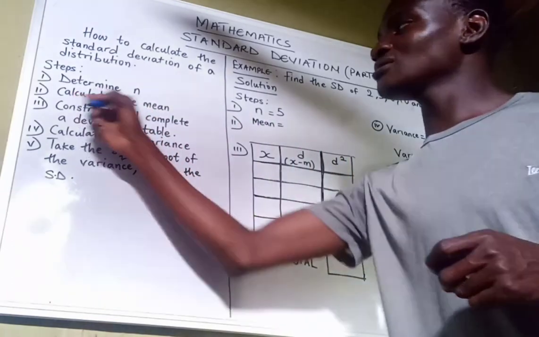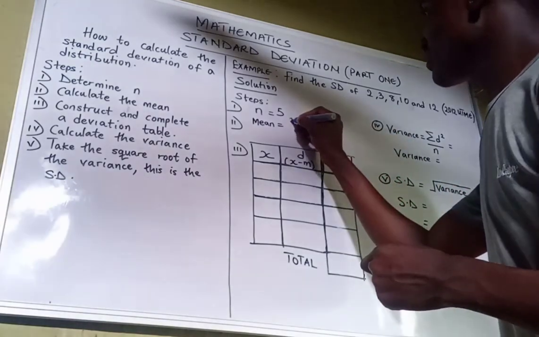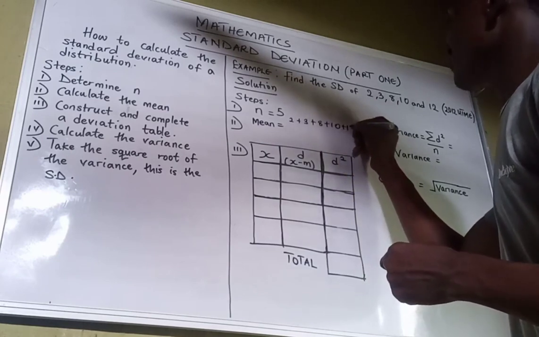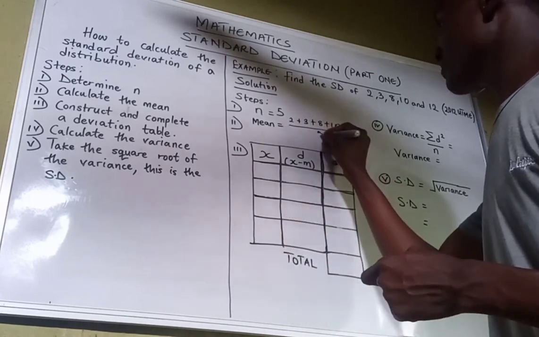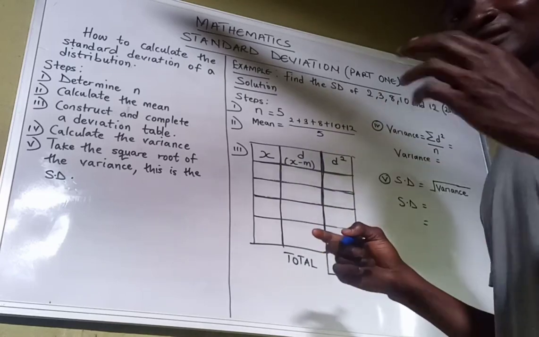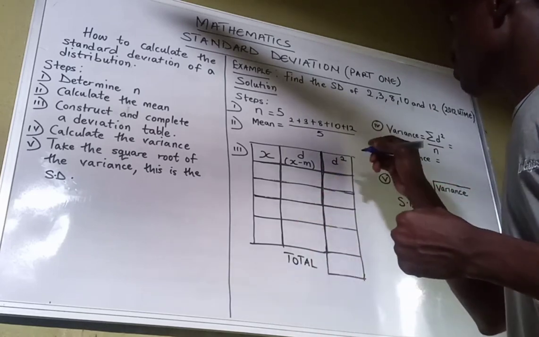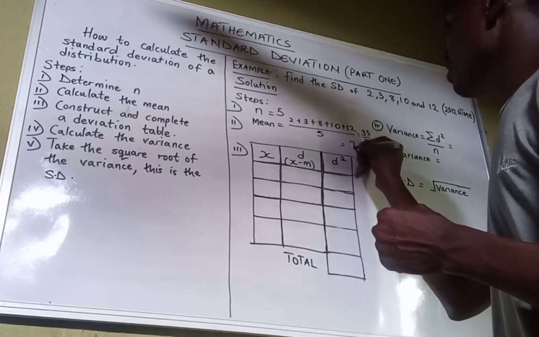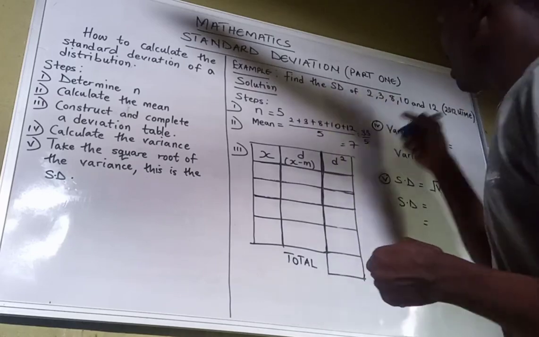The next thing is to calculate the mean of the distribution. To do that, we add all the numbers we are given together and divide by how many numbers we have. We have 5 numbers. 2 plus 3 is 5. 5 plus 8 is 13. 13 plus 10 is 23. And 23 plus 12 is 35. So we have 35 divided by 5, and that equals 7. The mean of this distribution is 7.